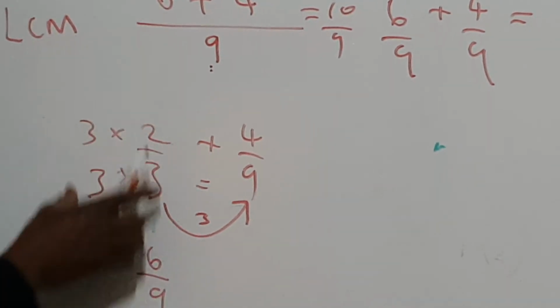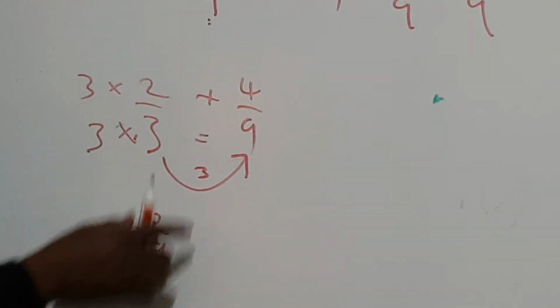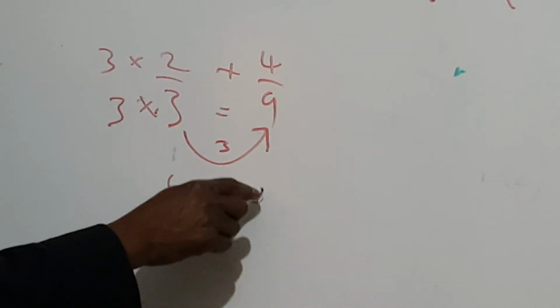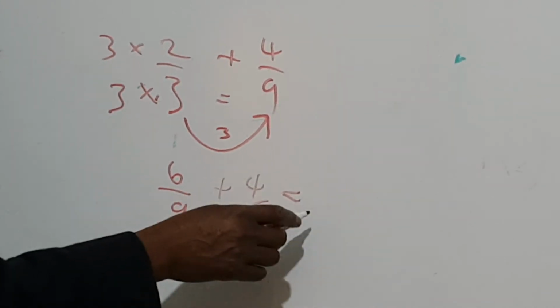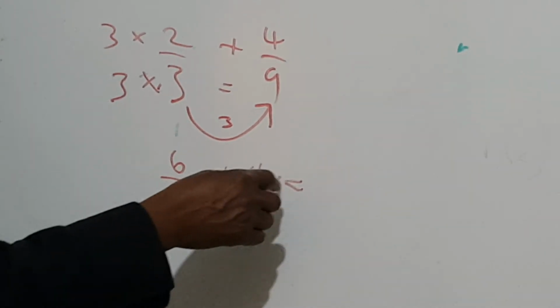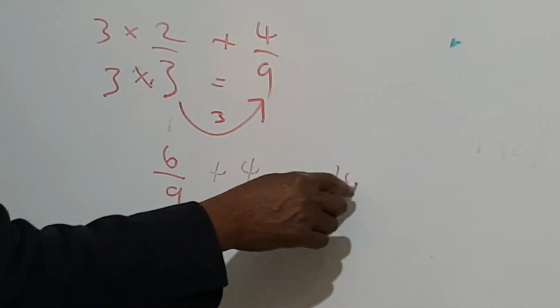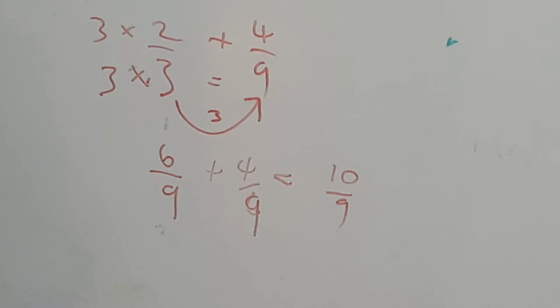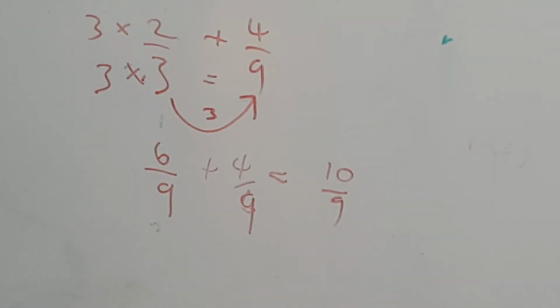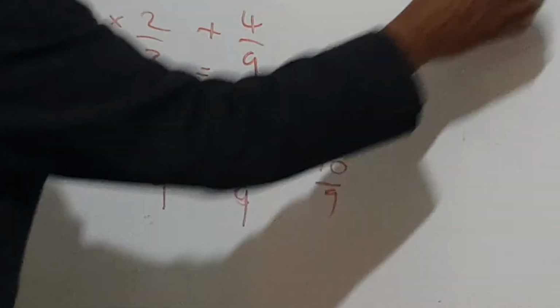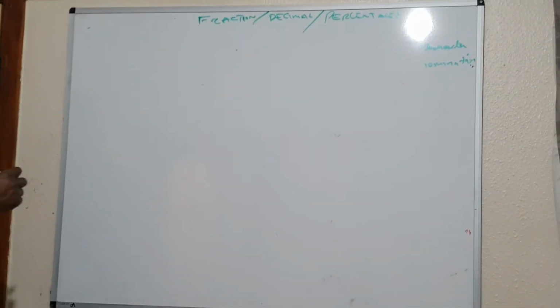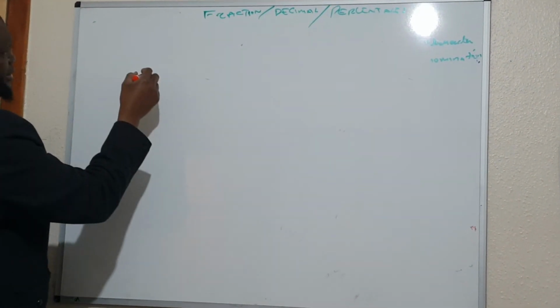So we have now found the equivalent of this fraction. Now we add the fraction 4 over 9. Since the denominators are the same, we add the tops. That's 10 over 9. That is the way they do it in British schools. That's 1 whole and 1 over 9.